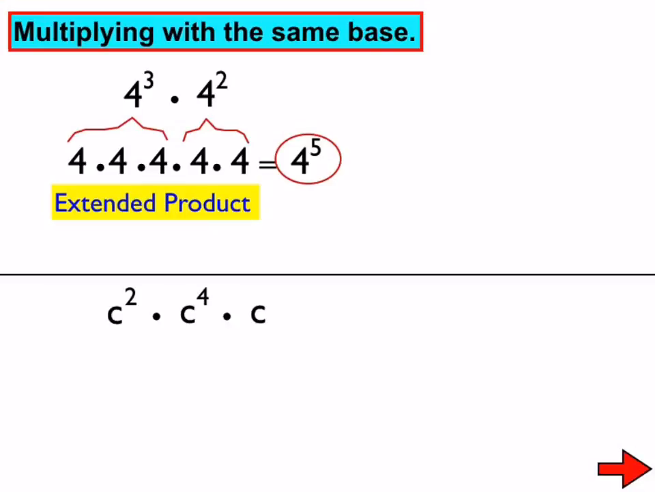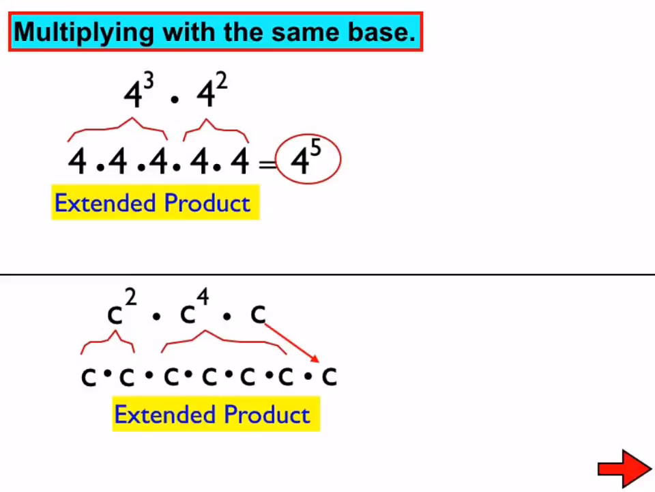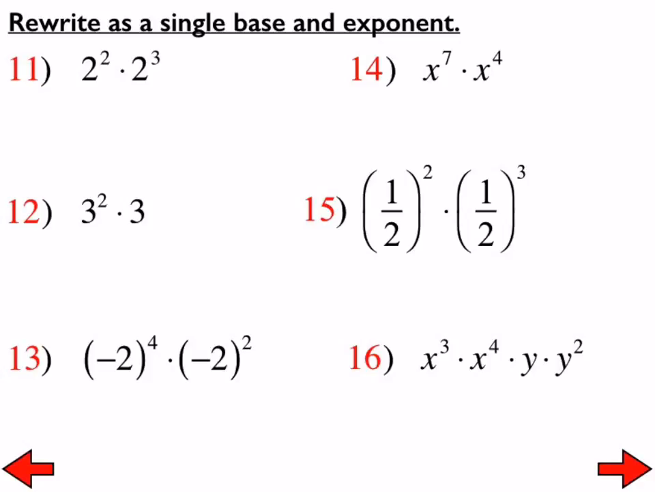All right, and then if we have variables as a base, it works exactly the same way. If we have c to the second power times c to the fourth power times c, c to the second power is c times c. C to the fourth power, we have 4 c's we're multiplying together, and then we have that last c there, and all together we are multiplying together 7 c's. So as an extended product, that's what it looks like. But once again, we are multiplying 7 c's together, so that means we're simplifying that to c to the 7th power. Okay? Pretty easy. Everybody quickly do 11 through 16.